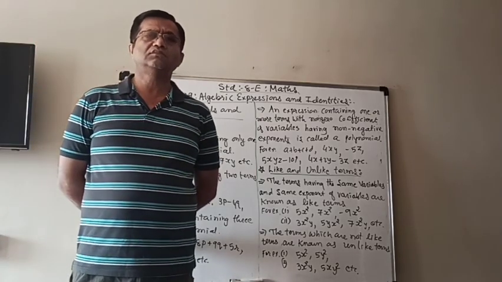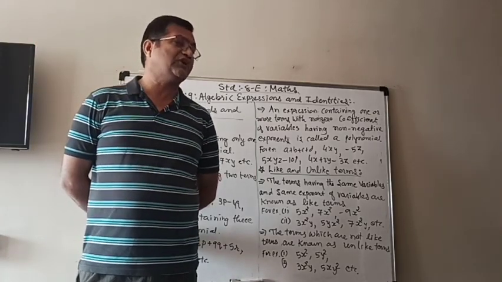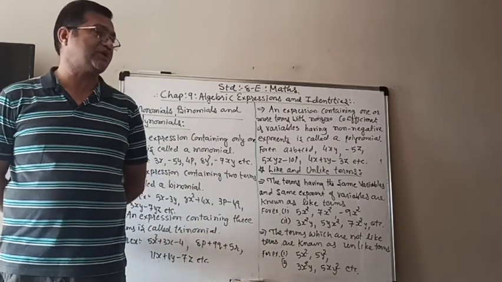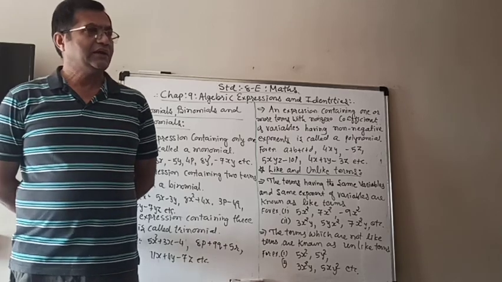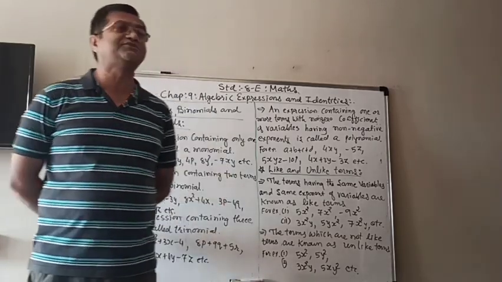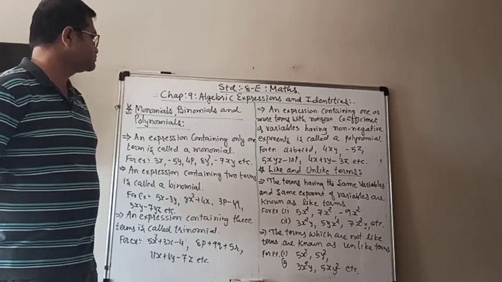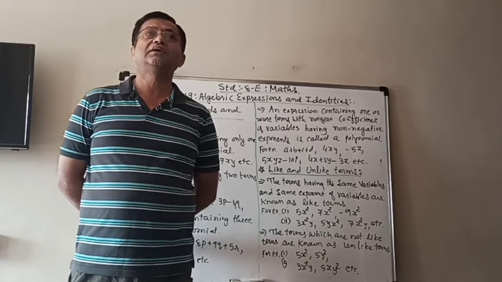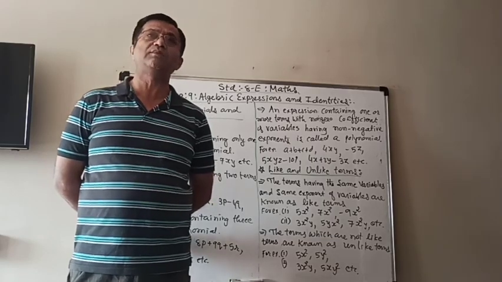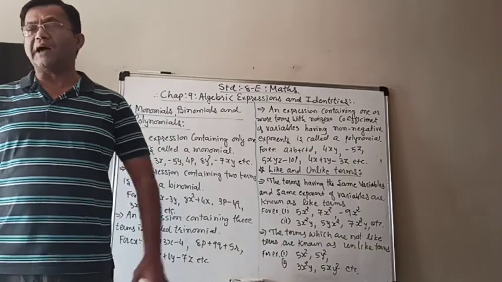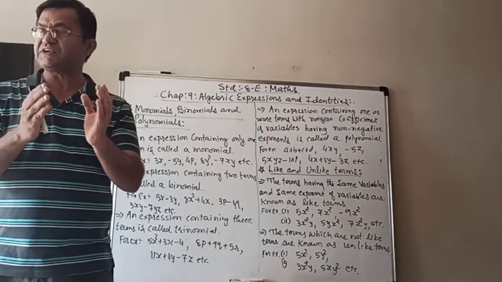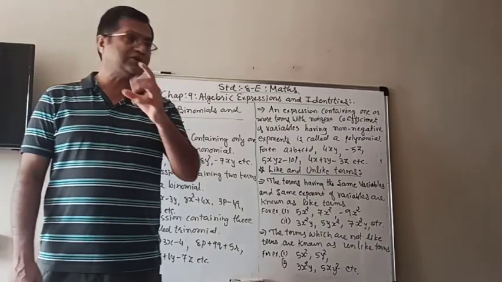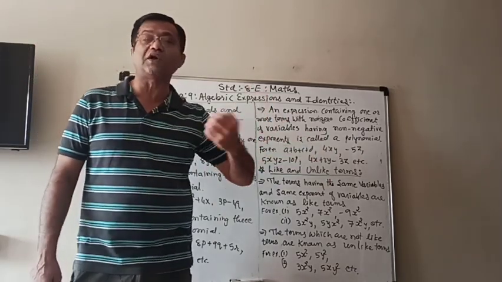Now, we know that when the terms are added, we get expressions. According to the number of terms, they are known as monomials, binomials, trinomials, polynomials. Now, all the expressions are not actually polynomials. We will talk about it here, about when it is called a polynomial.